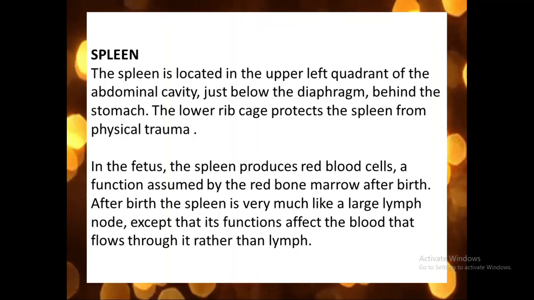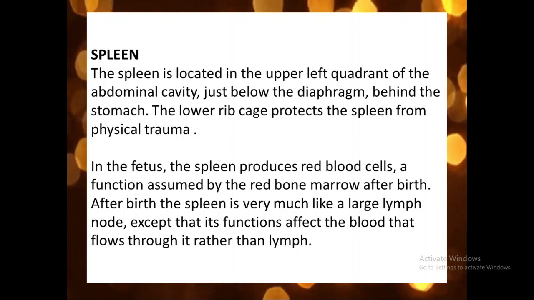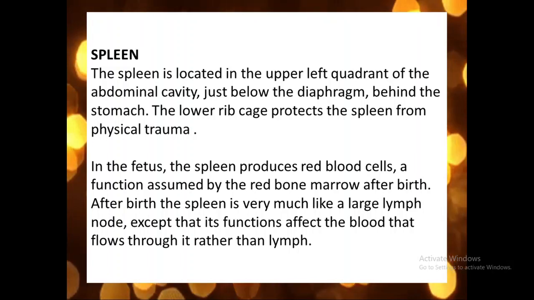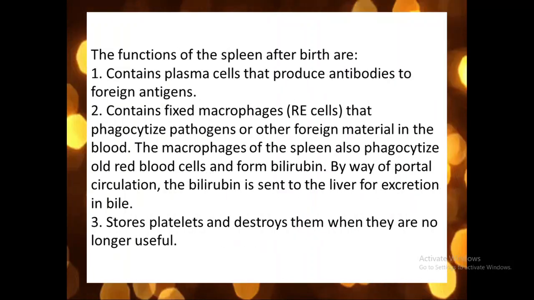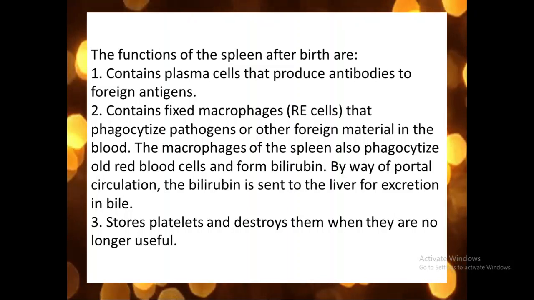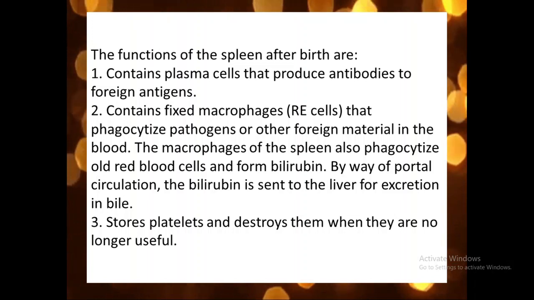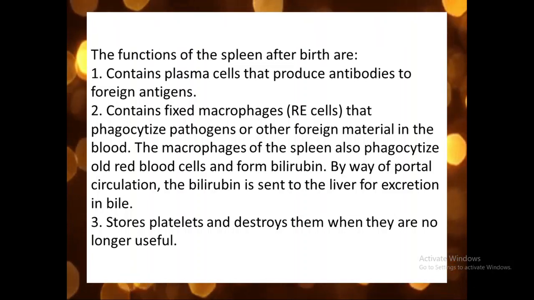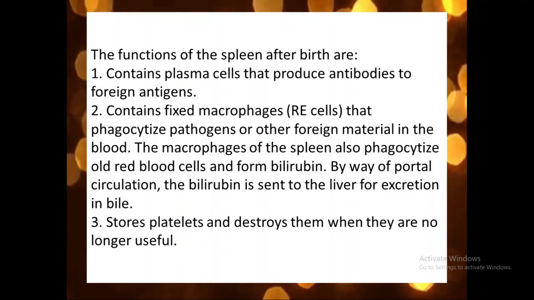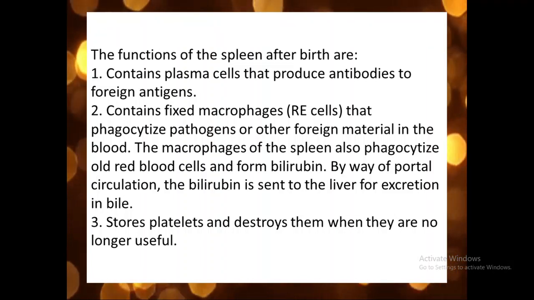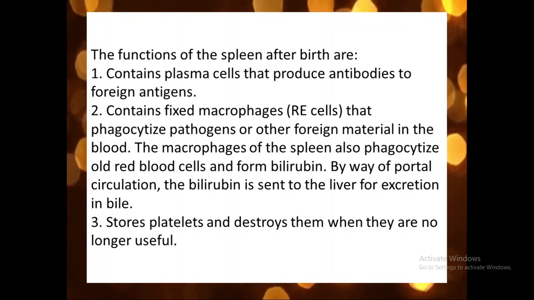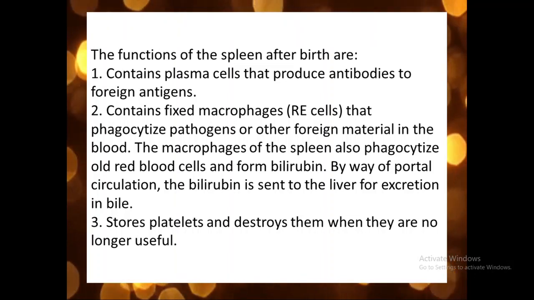After birth, the spleen is very much like a large lymph node, except that its functions affect the blood that flows through it rather than lymph. So the spleen filters blood instead of lymph. Cells within the spleen detect and respond to foreign substances in the blood and destroy worn out red blood cells. Lymphocytes in the white pulp can be stimulated in the same manner as in lymph nodes. Before blood leaves the spleen through veins, it passes through the red pulp. Macrophages in the red pulp remove foreign substances and worn out red blood cells through phagocytosis.